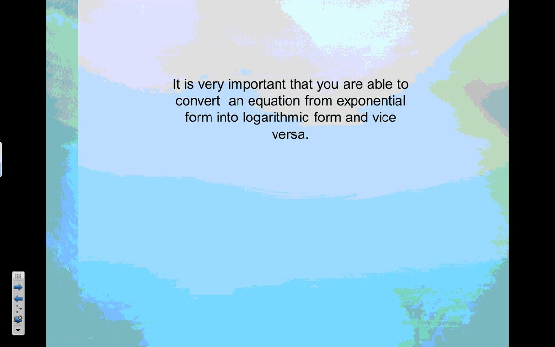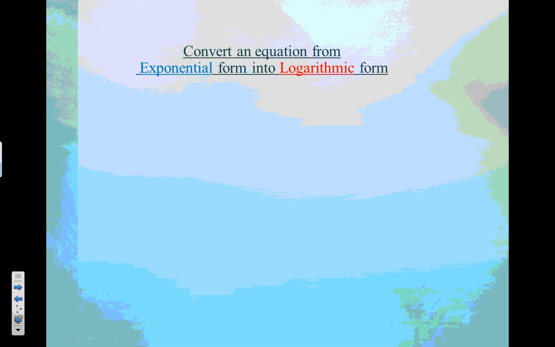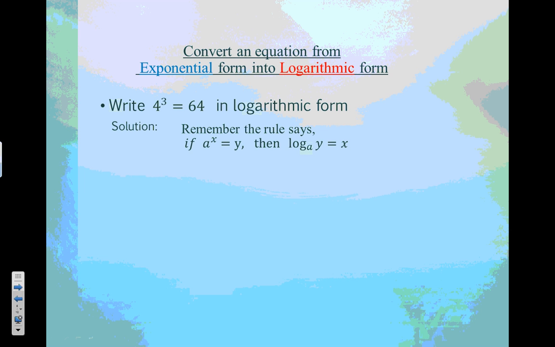It is very important that you are able to convert an equation from exponential form into logarithmic form. So let's get started. Write 4 cubed equal to 64 in logarithmic form. Let's go back to the definition. It says a to the x equal to y. If a to the x equal to y, then log base a of y equal to x.